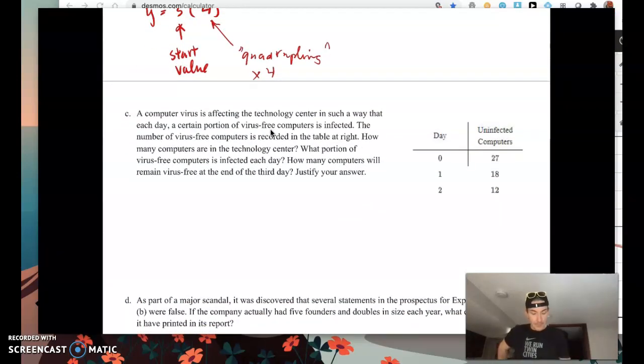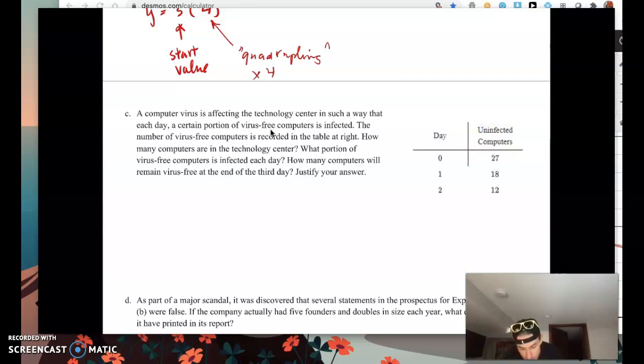All right. A computer virus is affecting the tech center in such a way that each day a certain portion of the virus-free computers is infected. The number of virus-free computers is recorded in the table at the right. How many computers are in the tech center? What portion of virus-free computers is infected each day? How many computers will remain virus-free at the end of the 3rd day?